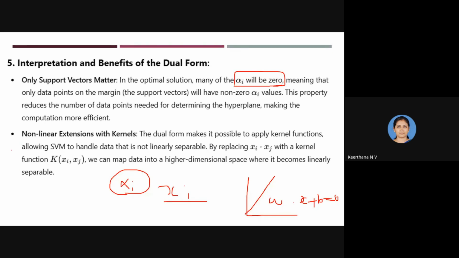The second thing is non-linear extensions with the kernels. We are going to deal with some polynomial kernels or linear kernels like that here. The dual formulation of Lagrange's makes it possible to apply the kernel functions, allowing the SVM to handle data that are not linearly separable, which it would not otherwise deal with. By replacing with this kernel function, we can map to a high dimensional space rather than using only two-dimensional spaces.